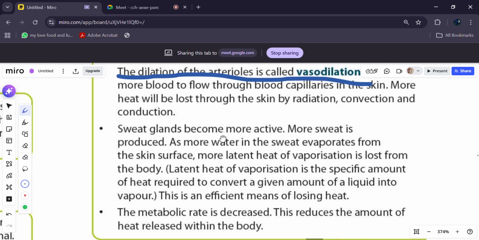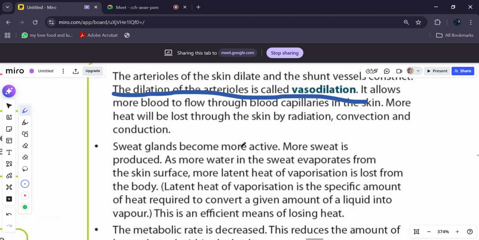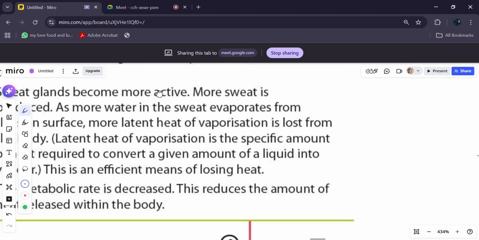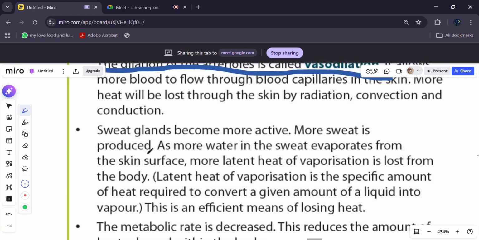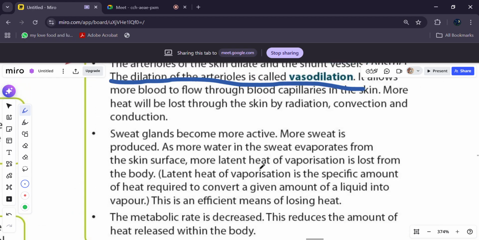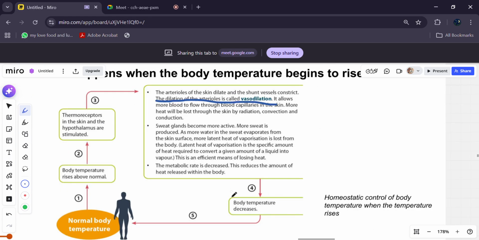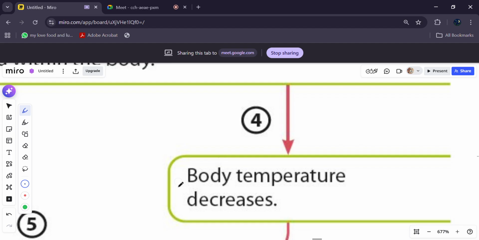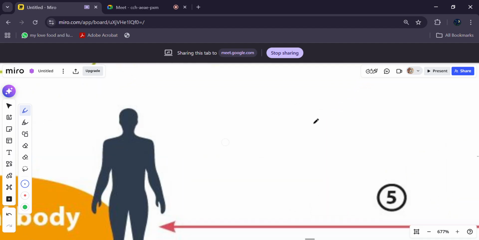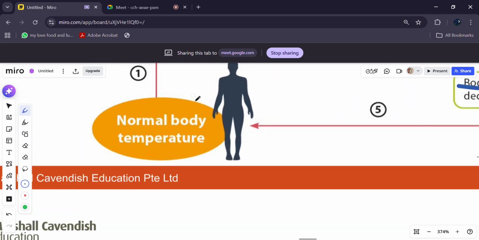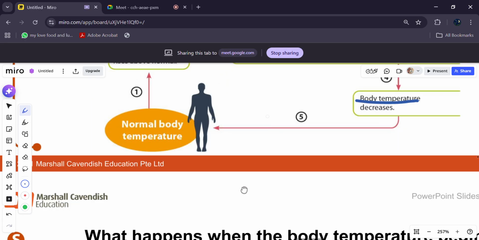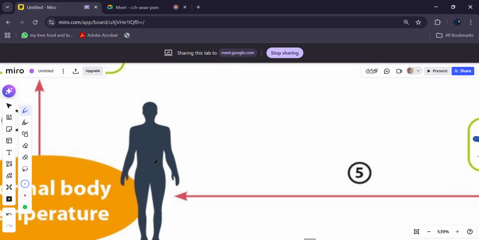Sweat glands become more active and more sweat is produced. As water in the sweat evaporates from the skin, it cools our skin, and more latent heat of vaporization is lost from the body. And the metabolic rate is decreased. This reduces the amount of heat released within the body, and therefore the body temperature decreases, allowing the body to return to the normal body temperature.